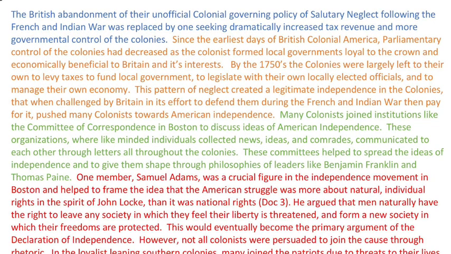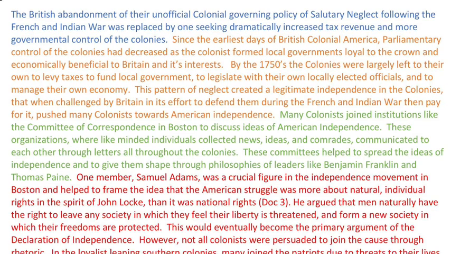Here is the sample DBQ response that I wrote based on this prompt, and you'll see again the color coordination based upon those steps that we talked about a second ago. Let's begin with our first step, which is restating the reasoning. The first reasoning I gave as to why there was a dramatic change in the feeling of independence within the colonies during this period goes a little like this. The British abandonment of their unofficial colonial governing policy of salutary neglect following the French and Indian War was replaced by one seeking dramatically increased tax revenue and more governmental control of the colonies.